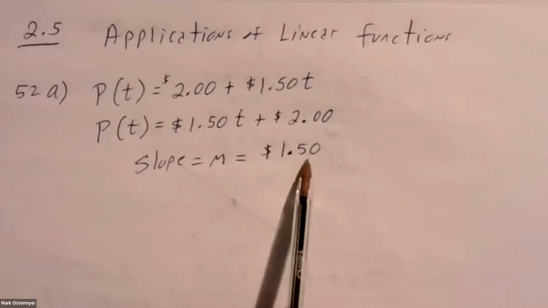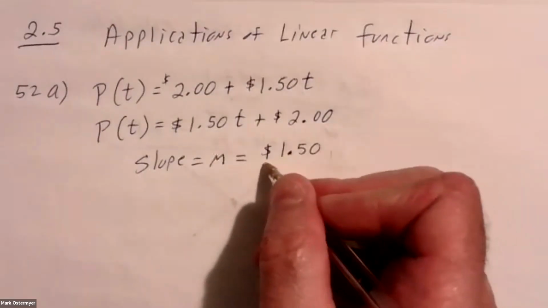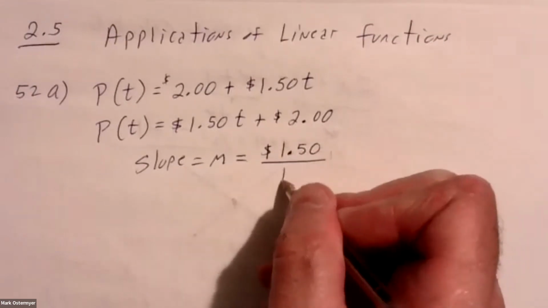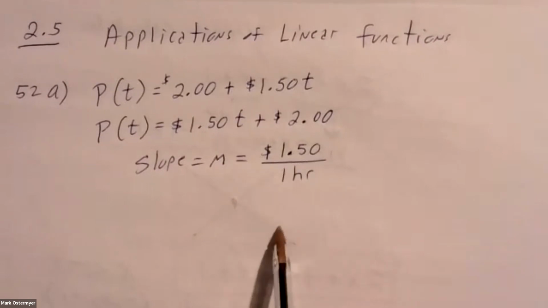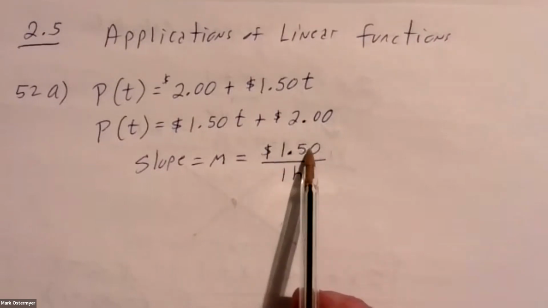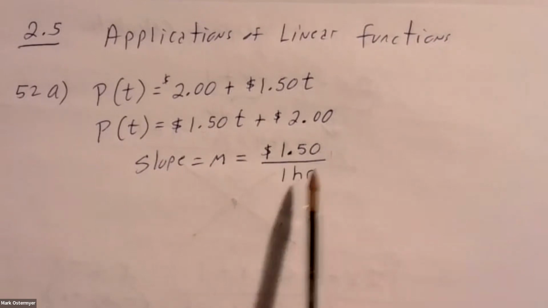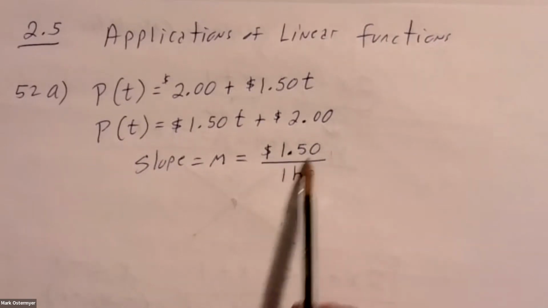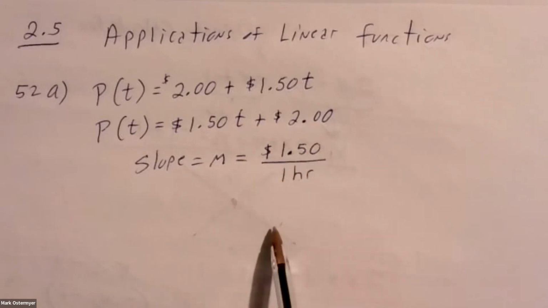Yeah, 3/2. Or we could just leave it like this and say that for every hour that we park in this garage, we're going to be paying $1.50. Do you agree? So this is the rate with which the cost is increasing per time that we leave our vehicle in the garage. So $1.50 for every hour. That's what this slope really means. That's the rate we're being charged every hour for parking there.